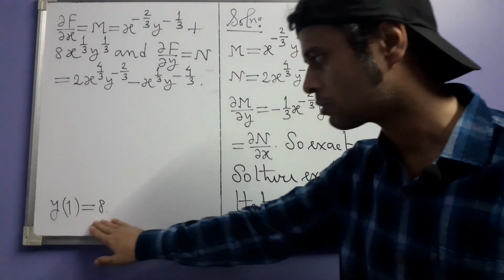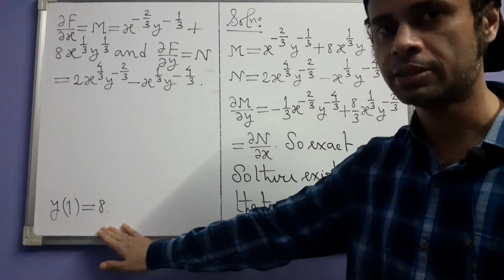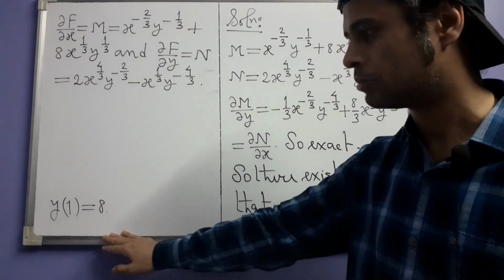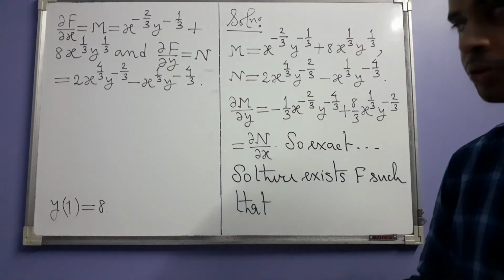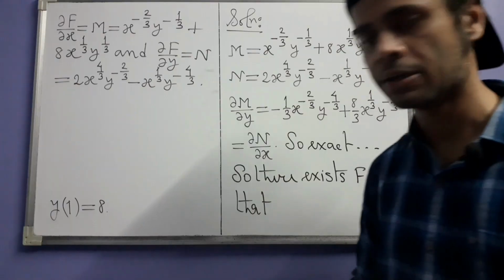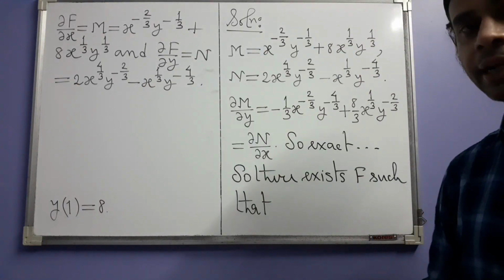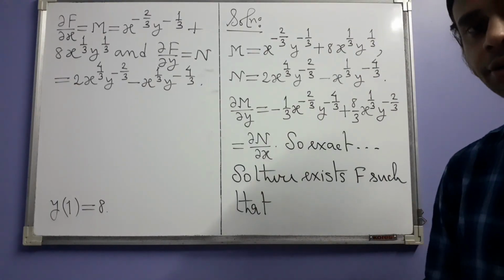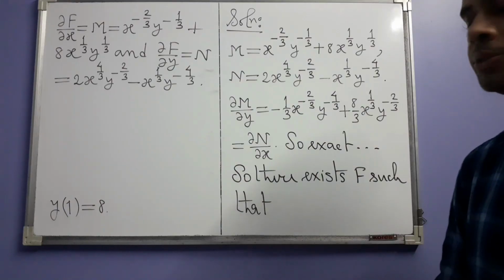I have kept this condition here. I haven't erased it because we may forget it. Not that we will forget the values 1 and 8, but we may actually forget about it altogether. That is why I have kept it.